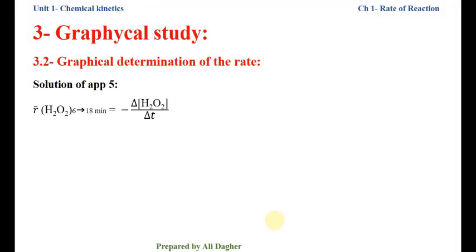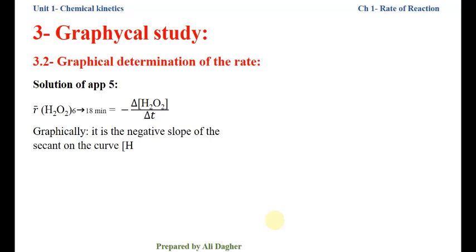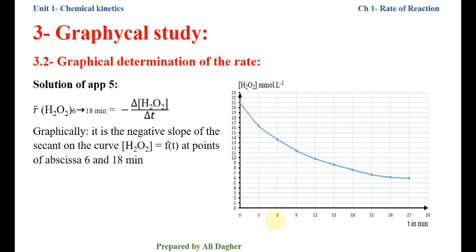We write the definition: rate equals minus delta concentration of H2O2 over delta t. Graphically, it is the negative slope of the secant on the curve [H2O2] = f(t) at points of abscissa 6 and 18 minutes. On the graph, we determine the points.